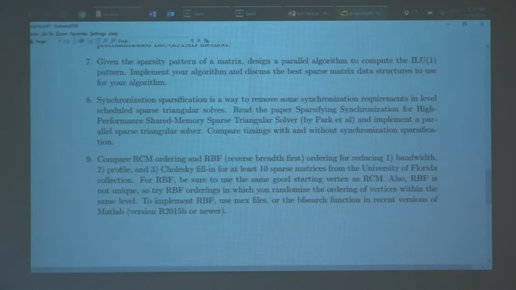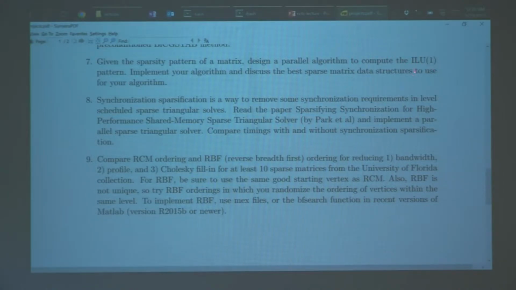So, three more ideas. We talked about how to compute the ILU pattern. The standard way of computing these patterns is just to go through the Gaussian elimination process symbolically. But if you use the graph interpretation of level of fill for ILU, you can come up with a parallel algorithm for determining what the structure is. That would be a very interesting thing to try to do.